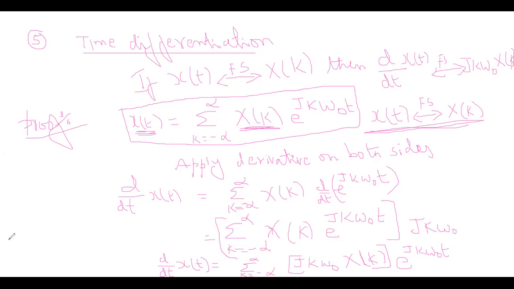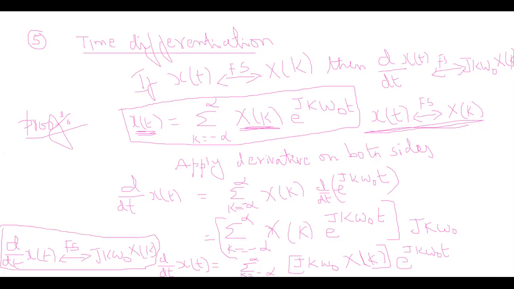Now, in this equation also, what is the relation? The d by dt of x of t is a Fourier series relation. Since here I am taking x of t, the Fourier series relation, instead of x of k, what is the term here? The total term is j k omega naught into x of k. This is a Fourier series relation for the derivative factor.